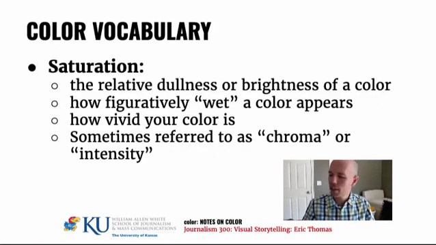The second kind of color vocabulary, and one that we'll talk about very often, is the idea of saturation. Saturation is the relative dullness or brightness of a color. So if you look at a color and you think, wow, it took a lot of ink to put that on the page, it almost looks like it's still wet on the page. That is saturation. So, a stop sign is something that has an incredible amount of saturation to it because it is a red that is very, very vivid and intense.